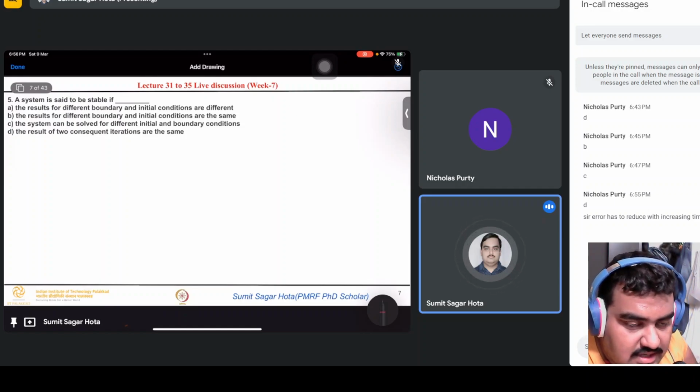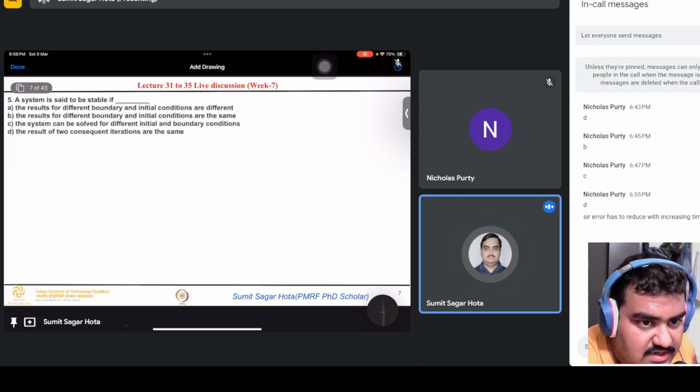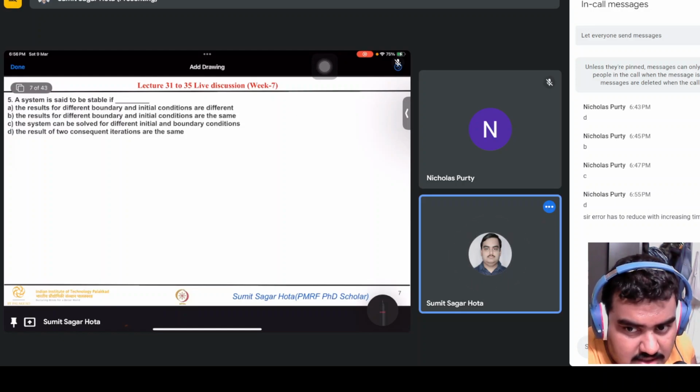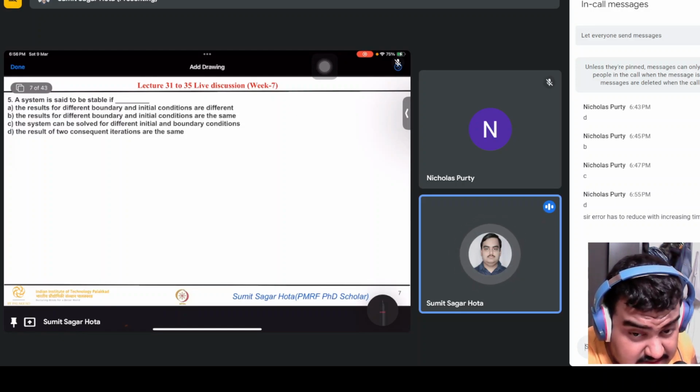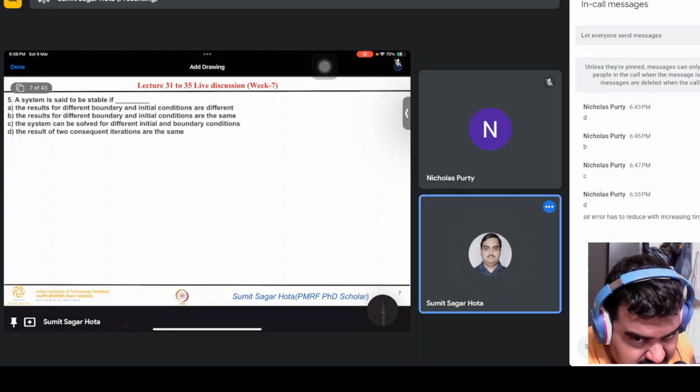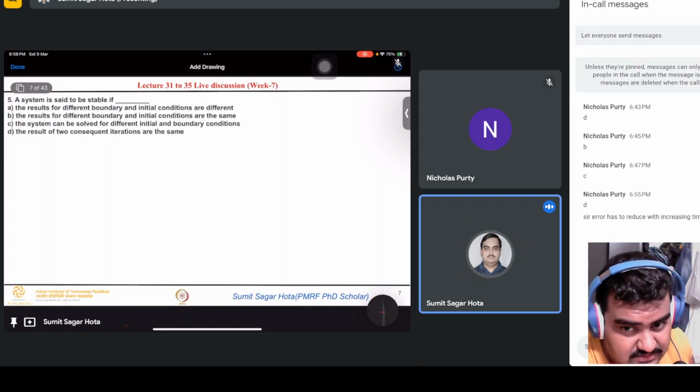Option D means second iterations are same. Yeah, that's true, the error has to reduce with increasing time step. The error should reduce, that's absolutely correct. But is it a necessary condition? Really, what does stability mean?